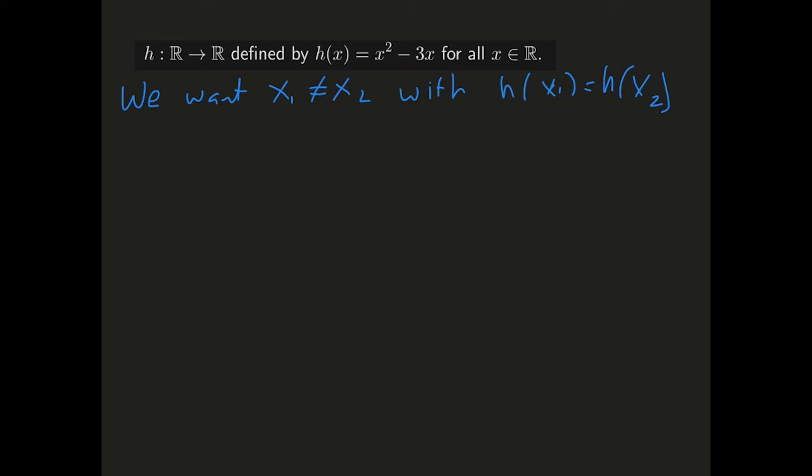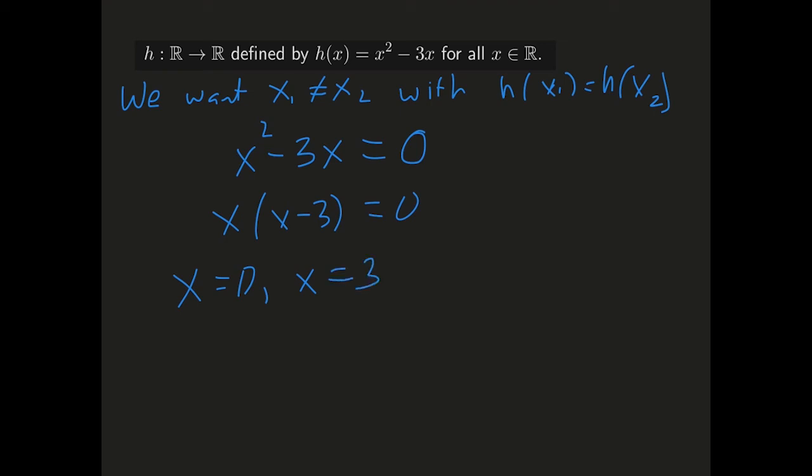So why don't we try to factor this? That'll give us an idea of what the function might look like. Or rather, factor it so that we can see where the zeros are. Well, that means that x times (x minus 3) equals 0. So x is equal to 0 or x is equal to 3. Well, we're done. This is it.